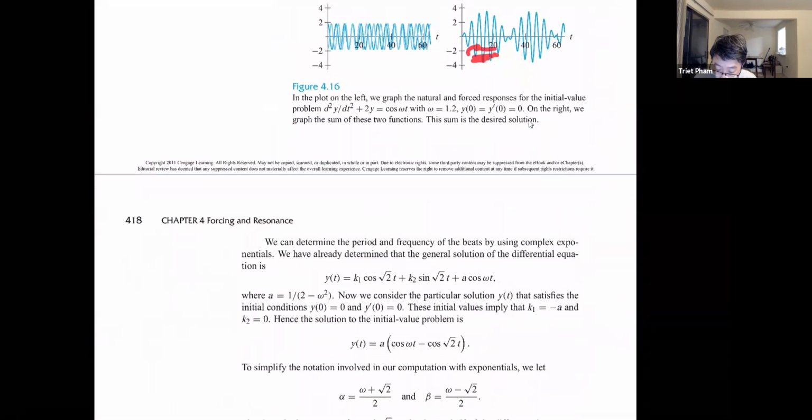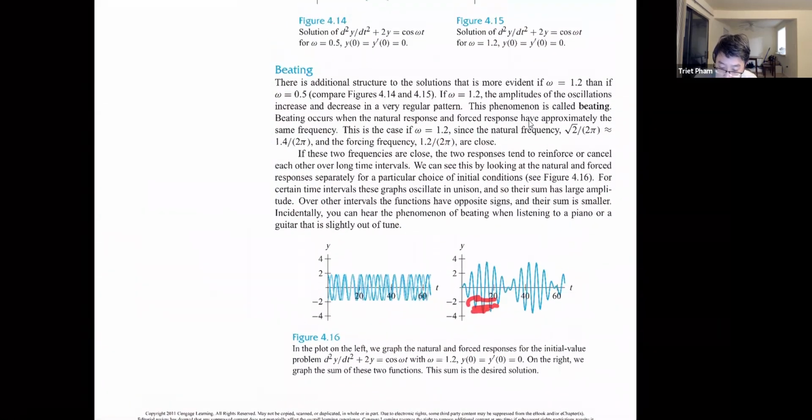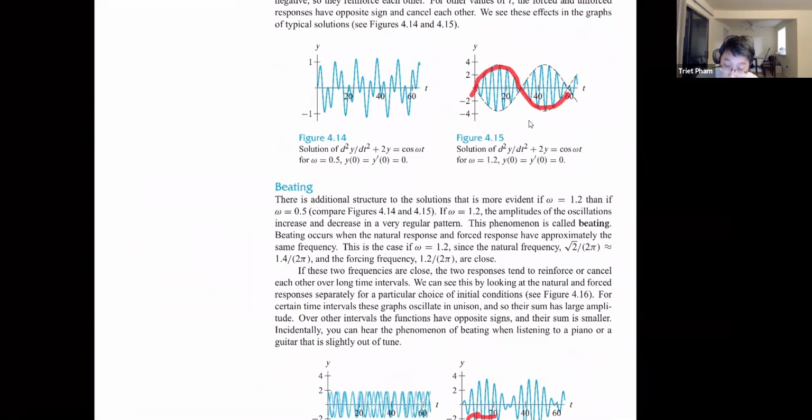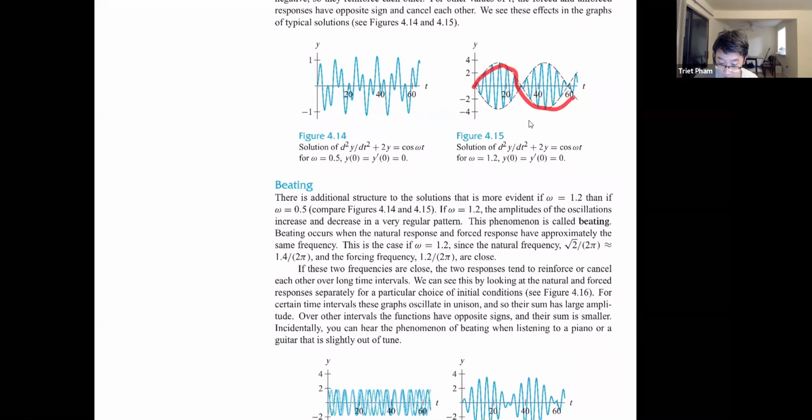All right. And so what is beat? Beat is basically a rhythm in terms of the amplitude of the solution, the max amplitude of the solution. The solution oscillates like this, the blue line. But there's an outside envelope where you can start to see a pattern of a long period sine curve. So this is what we mean by close to the natural frequency.